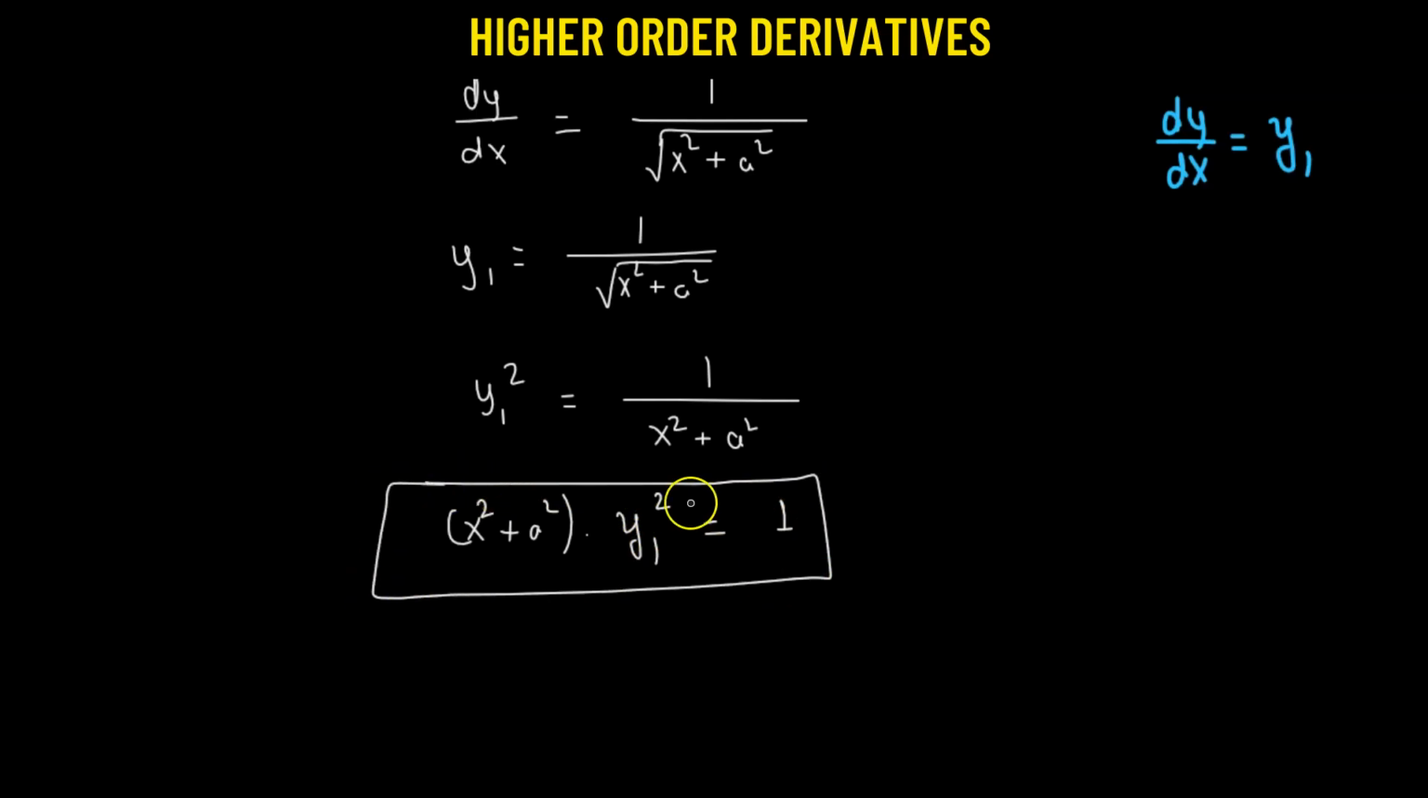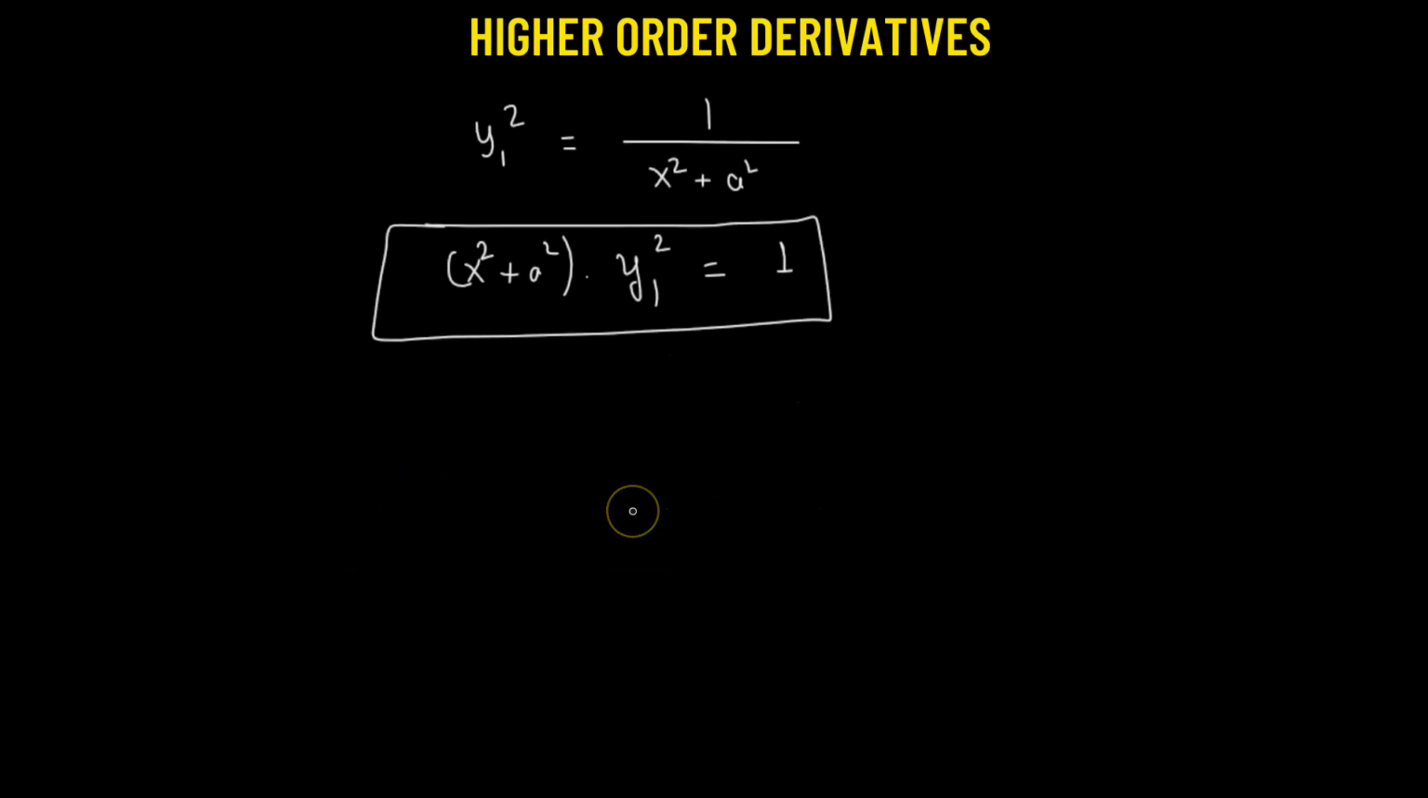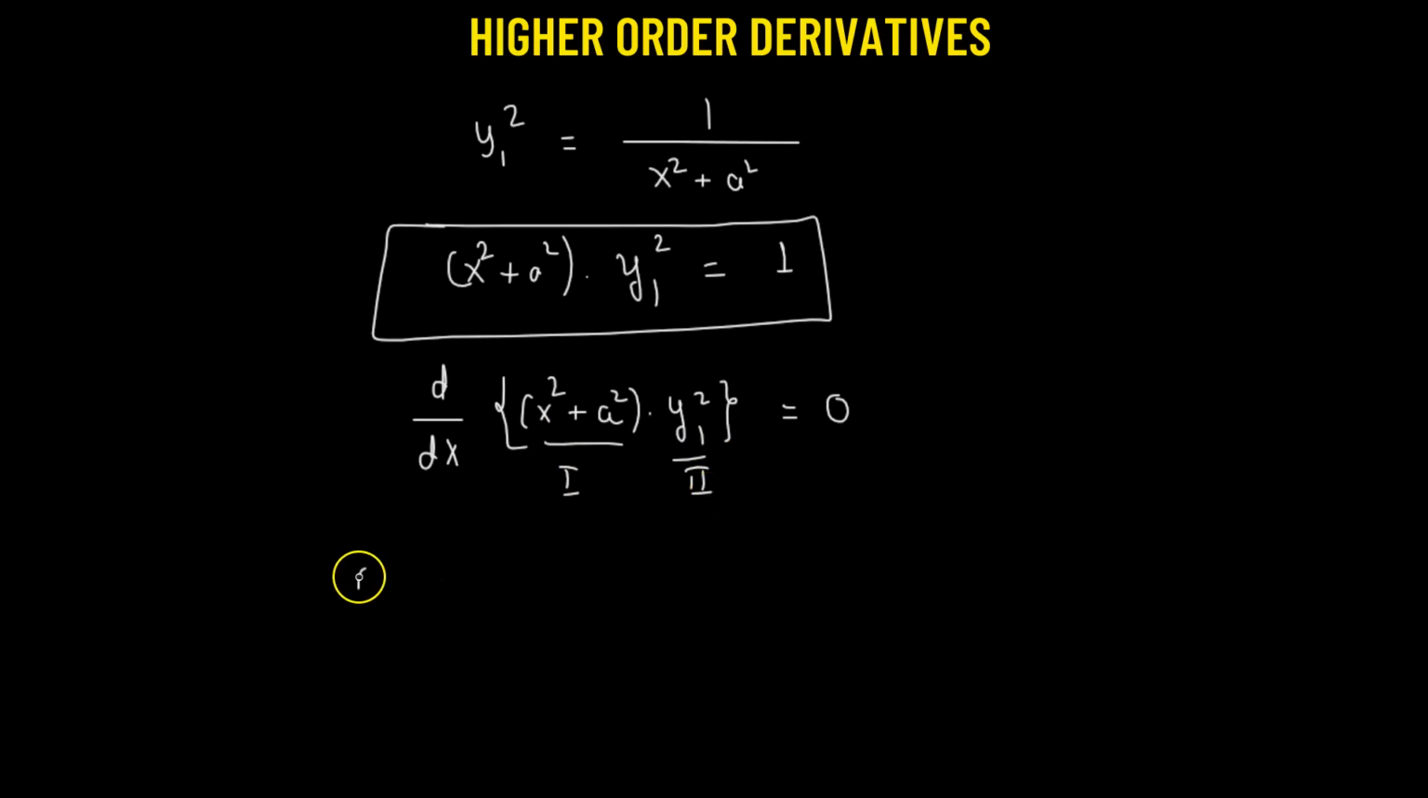Now what we'll do, we'll take the derivative on both sides with respect to x. We have the derivative with respect to x of x squared plus a squared multiplied by y1 squared. This will be equal to the derivative of 1, being a constant, so that simply equals 0. Now here we will consider x squared plus a squared as the first function and y1 squared as the second function. That gives us x squared plus a squared, the first function, multiplied by the derivative of the second function, plus the second function multiplied by the derivative with respect to x of the first function, and that's equal to 0.